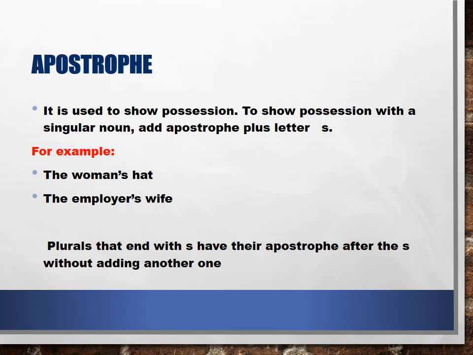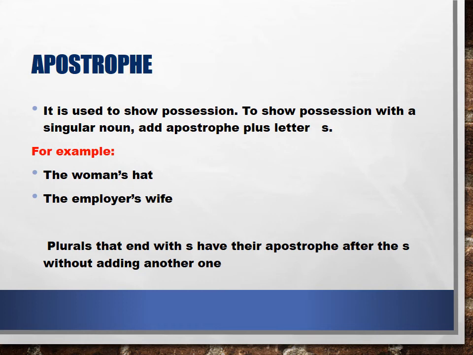Then let's go to the apostrophe. When do we use the apostrophe? It is used to show possession, or that you own something or someone owns something. To show possession with a singular noun, add apostrophe plus letter S. For example, the woman's hat, the employer's wife. This is with the singular nouns.